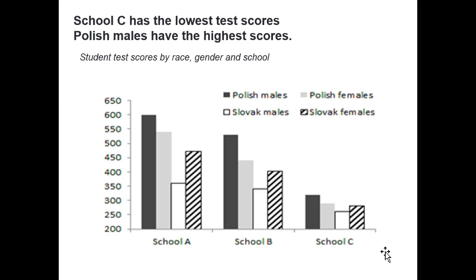All right, so if I were to tell the story of this one, I would say school C has the lowest test scores, and then my secondary story might be something about race and ethnicity. Again, all I've done is just kind of flip the order in which we see things.